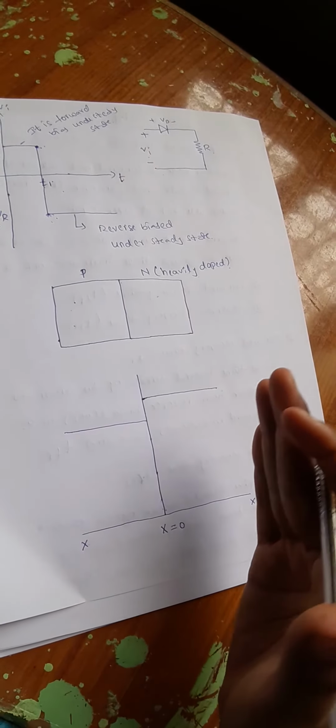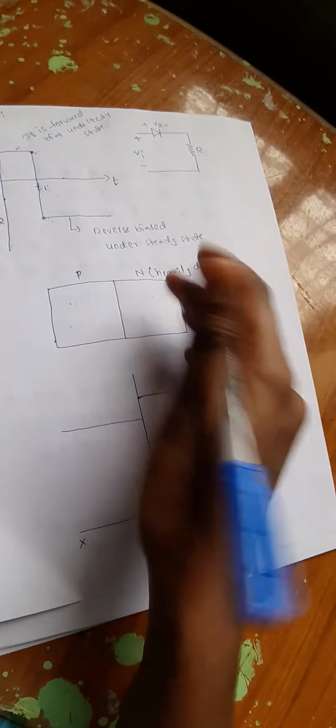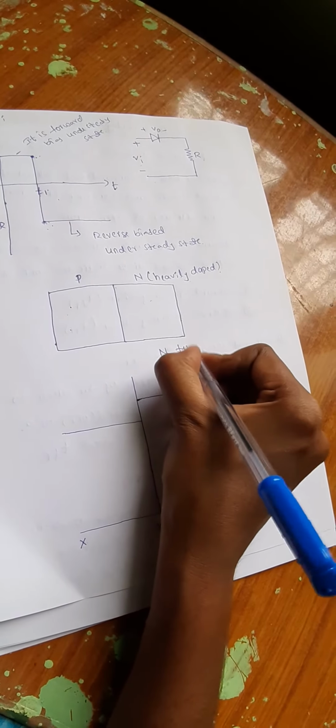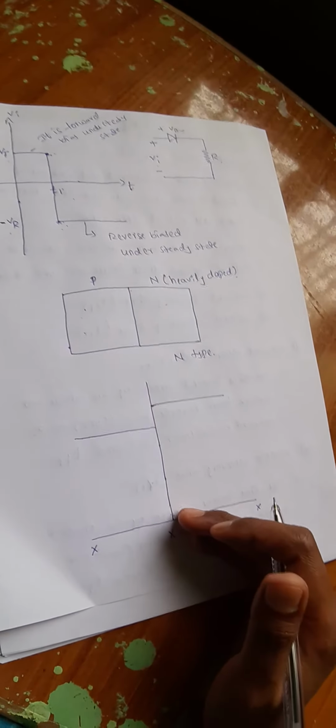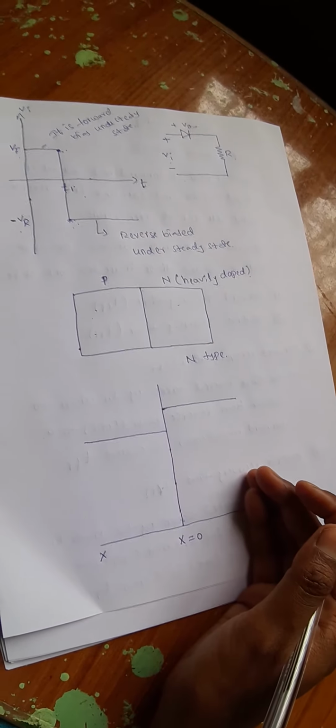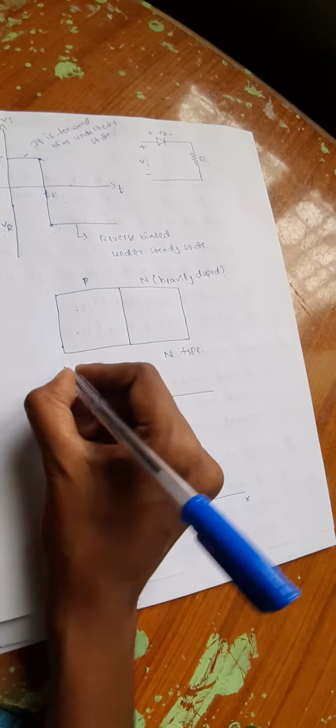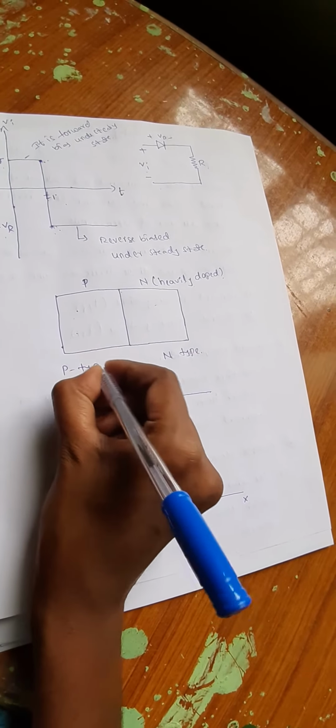At the right side this indicates the n-type material. So here it is n-type. I am explaining this simple PN junction diode in the form of a graph, like an energy band diagram. Here it is n-type and here it is p-type.